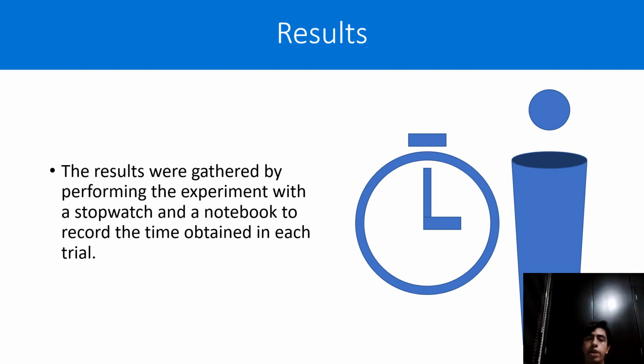So the results were gathered by performing the experiment with a stopwatch and notebook to record the time obtained in each trial. For each trial, I dropped the ball into the flask and waited until it reached the bottom. Then when the ball touched the bottom, I would stop the timer and register the time it displayed in my notebook.